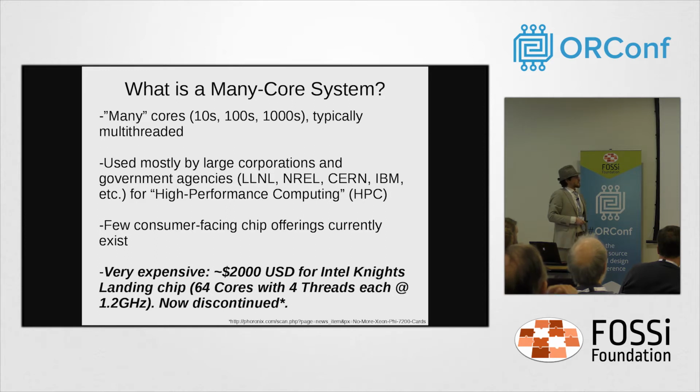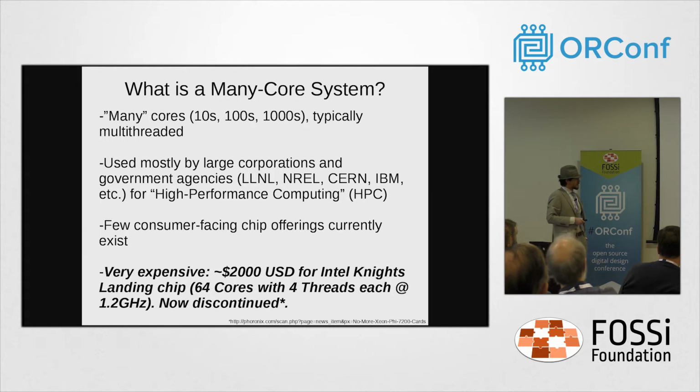So what is a ManyCore system? Well, many cores: tens, hundreds, thousands, typically multi-threaded. They're used mostly by large corporations and government agencies, Lawrence Livermore, NREL, CERN, IBM. But instead of calling it supercomputing, we now call it high-performance computing, or HPC for short.